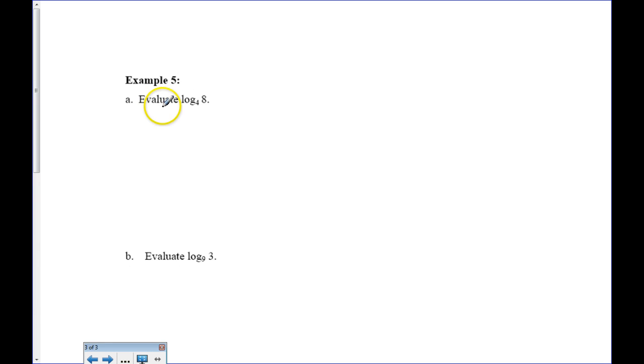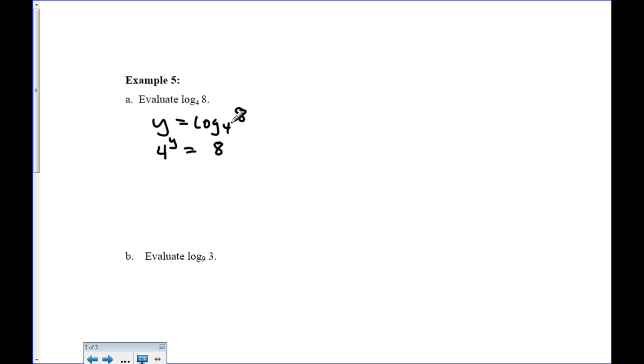This one says evaluate log base 4 of 8. So this is how you're going to go about doing that. y equals log base 4 of 8. And I'm going to change this into my exponential form. So this will be 4 to the power of y equals 8.